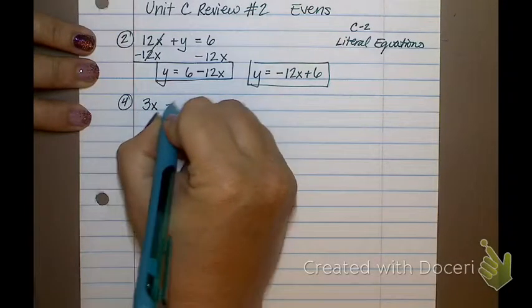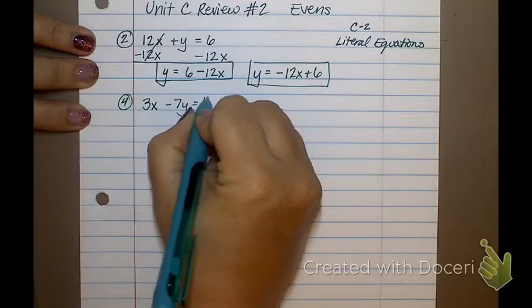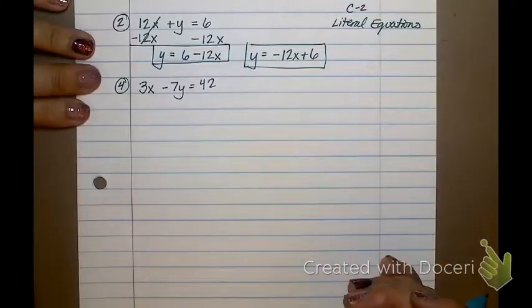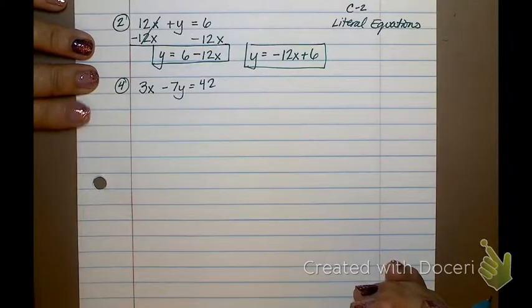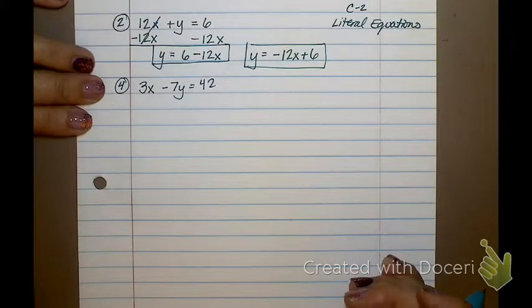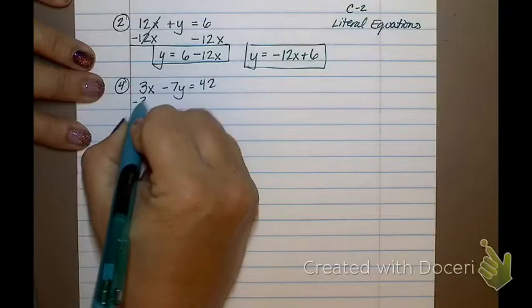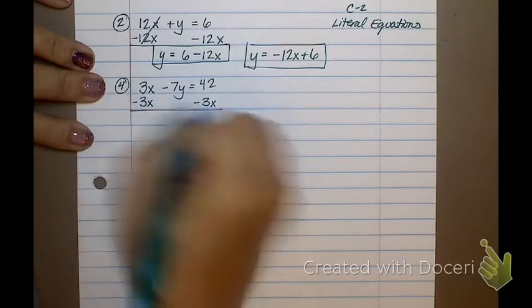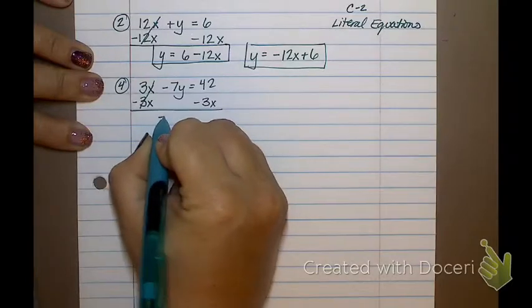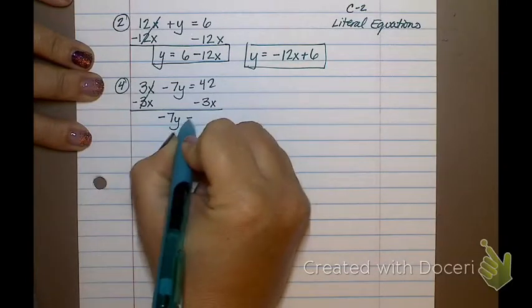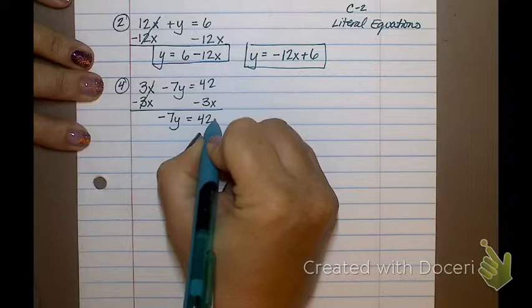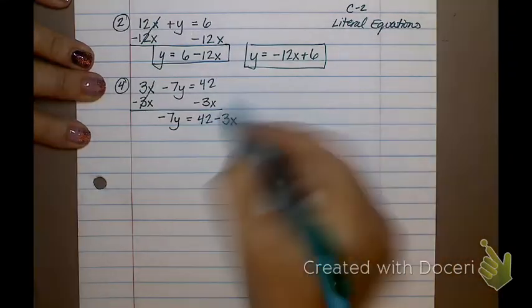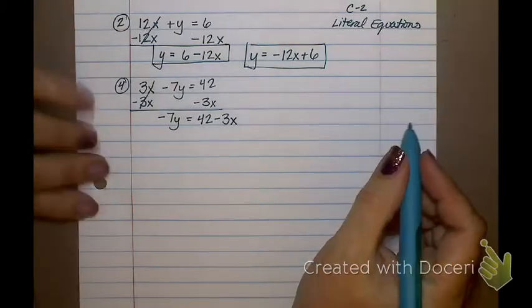All right, number 4. 3x minus 7y equals 42. What do I do? Again, the instructions are still solve for y. Subtract 3x. Yes, minus 3x. So I have negative 7y equals 42 minus 3x. I'm going to keep going with that instead of writing it the other way, if that's okay.